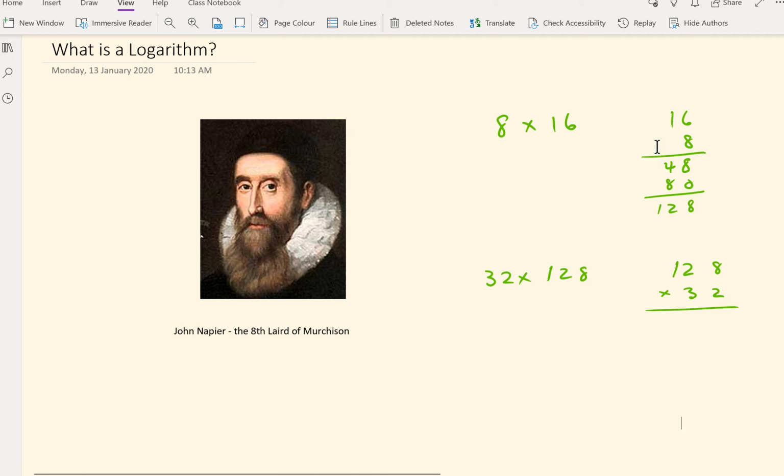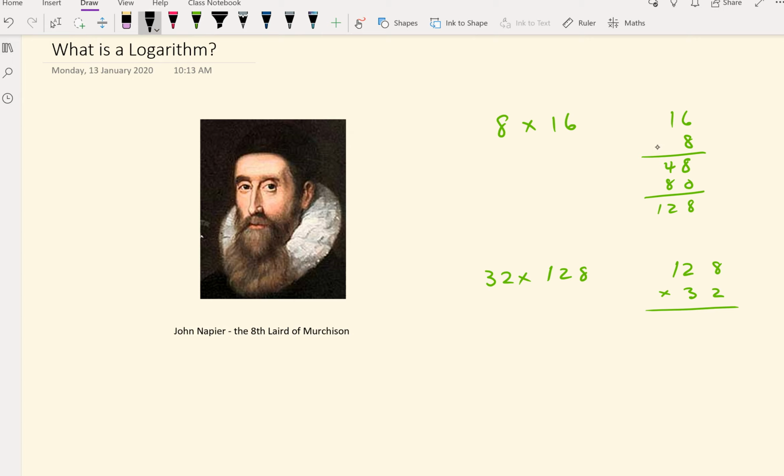Now, Napier had a look at this and said, well, 8, I can write in a slightly different way. I can write that as 2 to the power 3. And 16, I can write as 2 to the power 4. Now, with the work that you did last year, you'd be able to look at those two and say, hang on, I've got the same base. And so when I multiply those two things together, I'm going to get 2 to the power 7. I've got 3 2's tied up in the first one, I've got 4 2's tied up in the second part. So in total, I've got 7 2's being multiplied together. And in fact, 2 to the power 7 is 128.